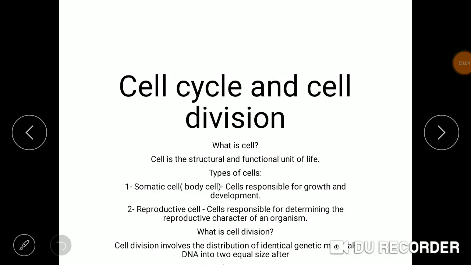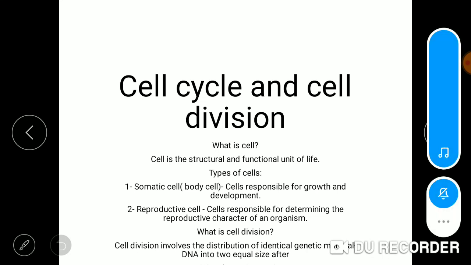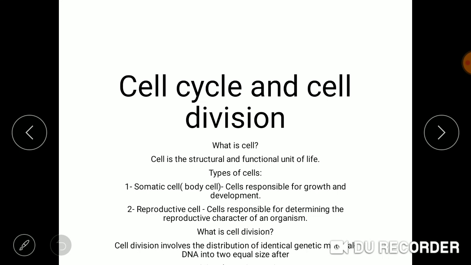Today we are going to start with the first chapter of biology, that is cell cycle and cell division. Firstly, we'll talk about what is a cell. A cell is the structural and functional unit of life. But why is it known as the structural and functional unit of life?